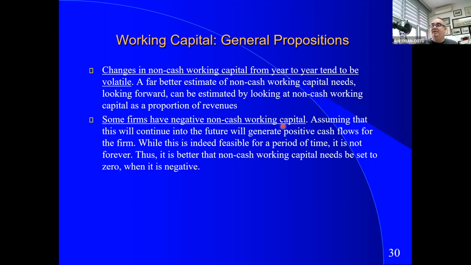Walmart, interestingly, has something like this. Why? Because they buy from their suppliers. They don't pay cash, they pay on credit, and they sell the inventory so quickly that sometimes they collect the money before they have to pay their suppliers. So this might be an example of negative working capital. And this may be able to persist, okay? But for most companies, this is not something that can continue indefinitely.